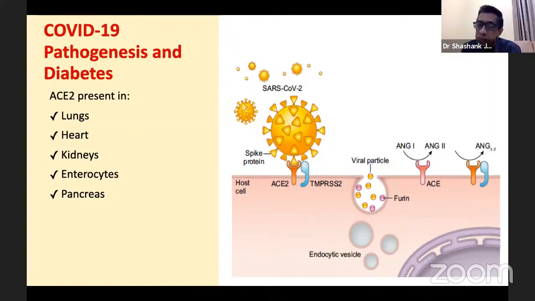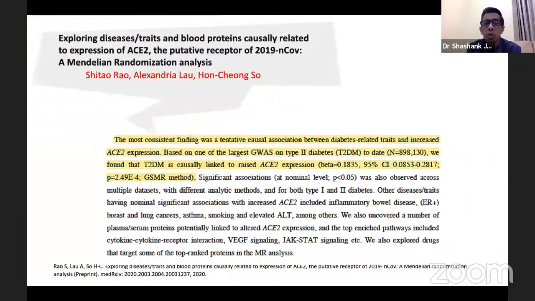First being the lungs, second the cardiac tissue, third the renal tissue, fourth the enterocytes, and fifth the pancreas. There is very good data now, including human data, to show that the lung is top on the pecking order, followed by probably the gut. Heart, kidney and pancreas are right up on the pecking order. So obviously ACE2 has a role.